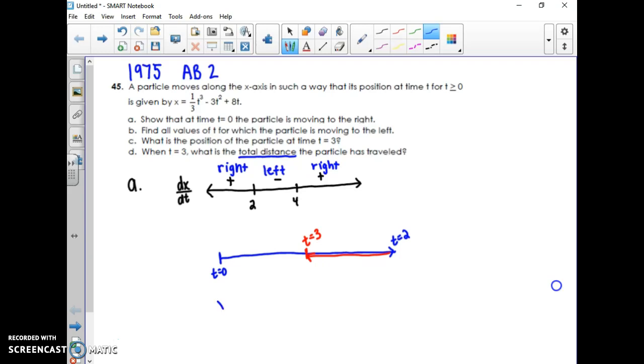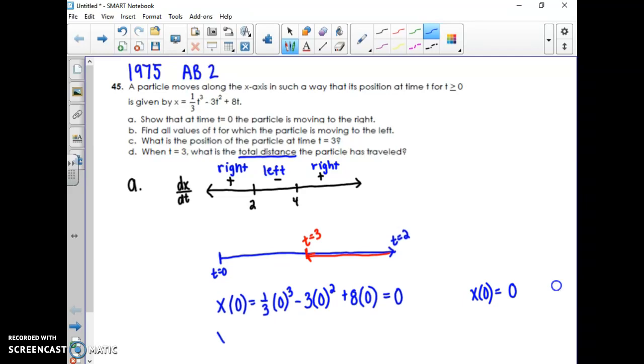So we're going to find x of 0, which is going to be 1/3 times 0 to the 3rd minus 3 times 0 squared plus 8 times 0, and this is just going to give us a 0. So the position at t equals 0 is 0.